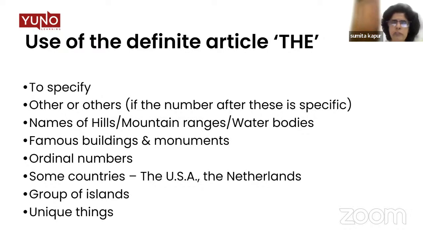Please don't check my geography. But we will not say the Mount Everest is in India. We will simply say Mount Everest is in India. That's it, right? Famous buildings and monuments like historical monuments, the Taj Mahal, the Qutub Minar, the Red Fort, etc. Ordinal numbers that we have already done, four batsmen and the fourth batsman. Names of countries like the Netherlands.